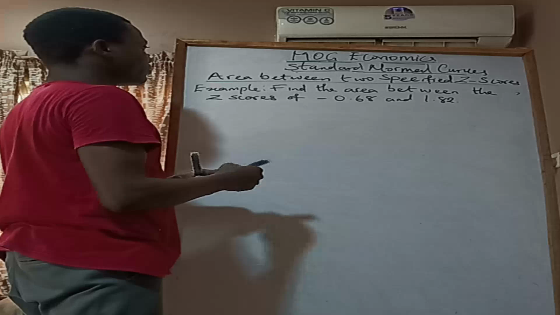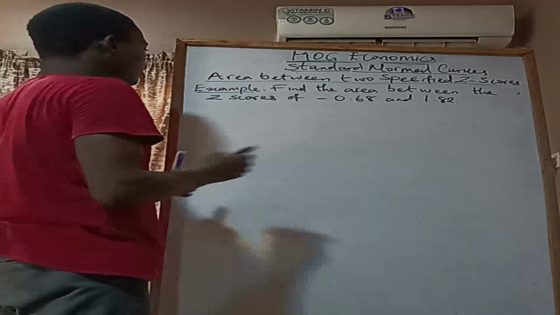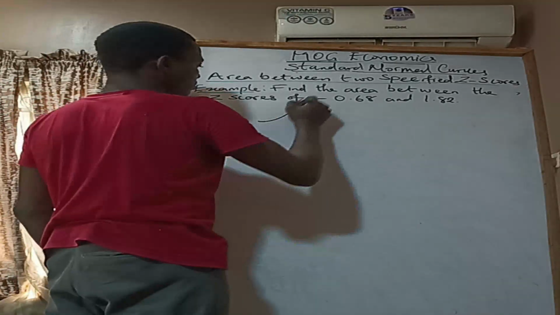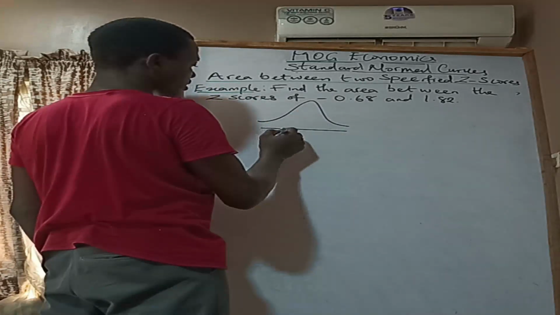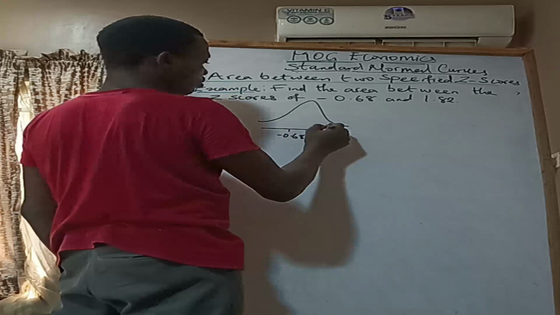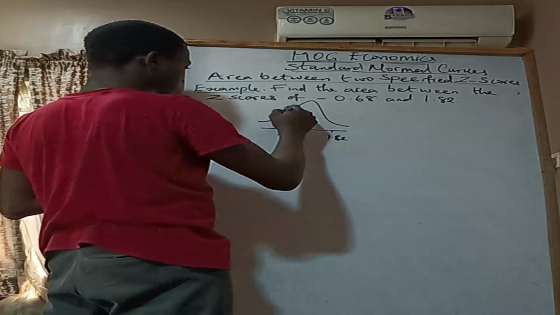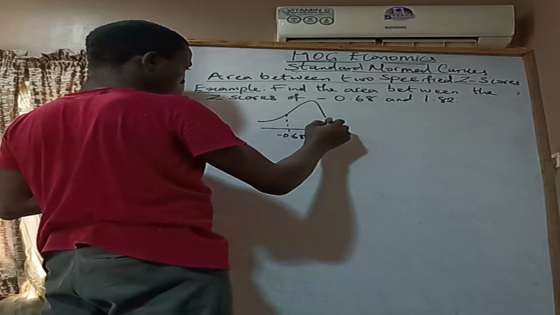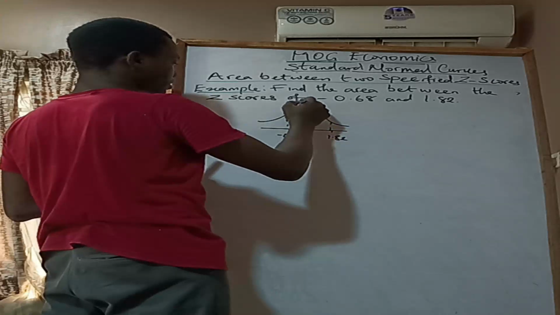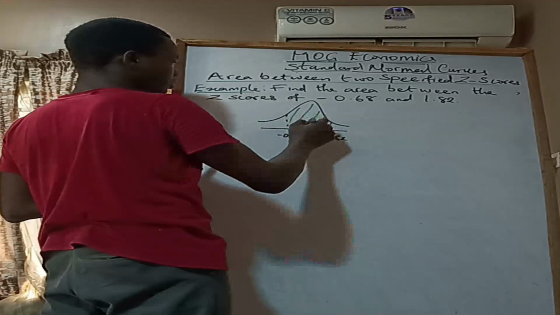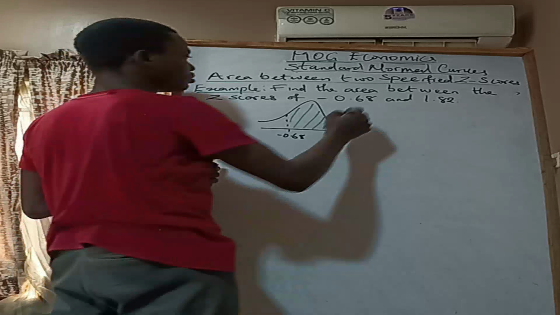So we have this example here. Find the area between the z-scores of minus 0.68 and 1.82. So we are looking at minus 0.68, and then 1.82. Basically speaking, what we are trying to look for is the area between this space. That's what we're trying to look for, the area between this space.